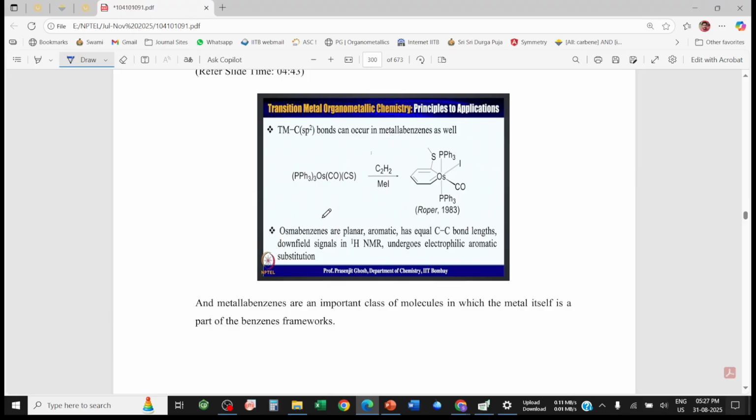And here in this question, the C2H2 and methanol, we have already seen that osmabenzene is planar and aromatic like normal benzene, and this compound also has equal C-C bond lengths. The signal in the proton NMR also appears in the downfield region like the aromatic benzene ring, and this osmabenzene ring undergoes aromatic electrophilic substitution.